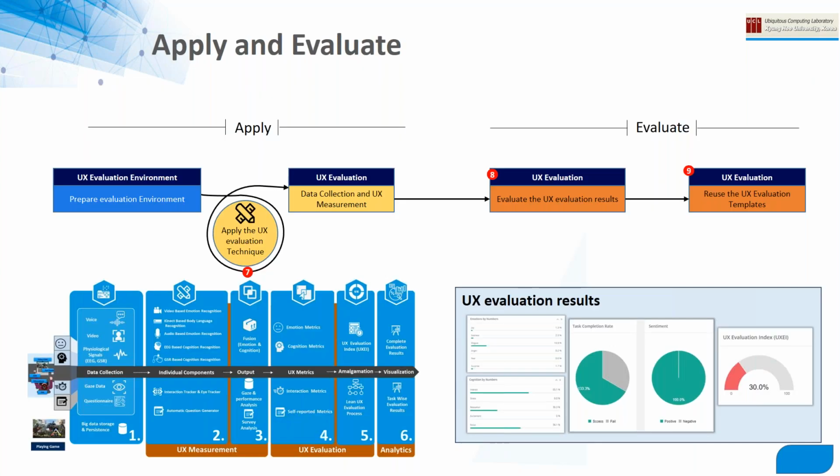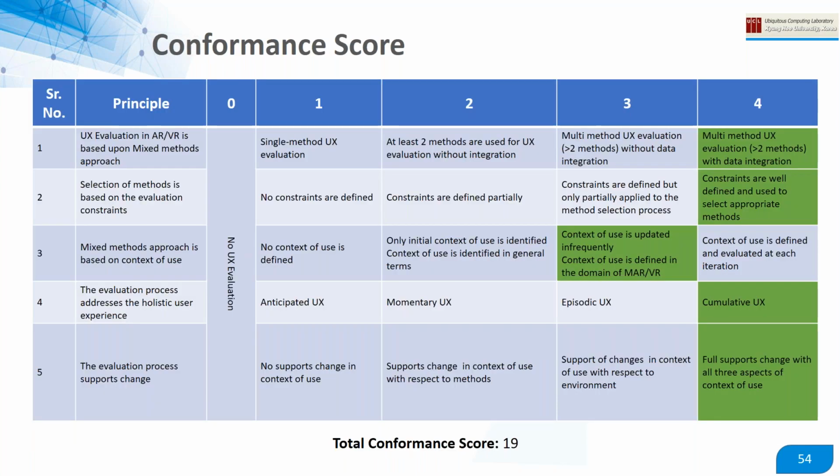Based on this process, we get a score of 19. It means that during the evaluation of the AR/VR game, we follow all of these principles. Based on these principles, we get a score of 19. It means that we almost follow the rule, the process that we propose.